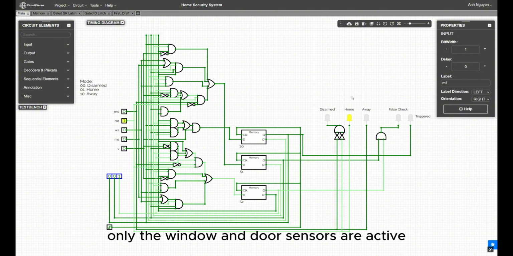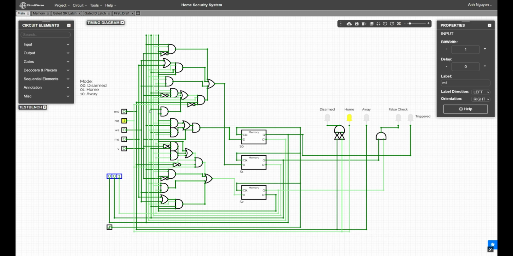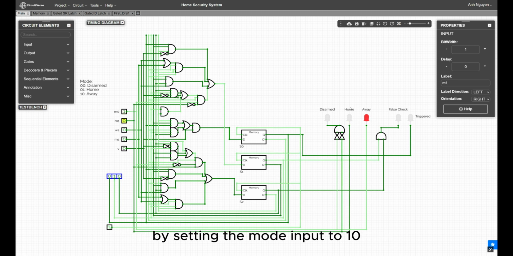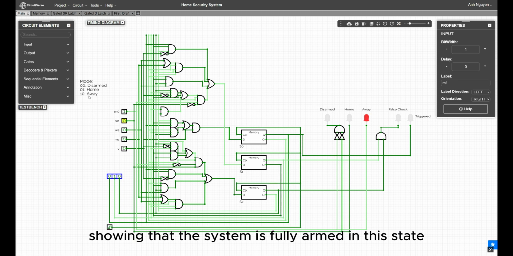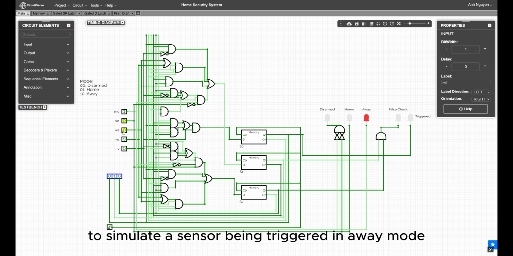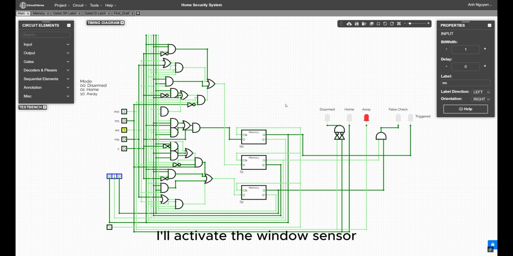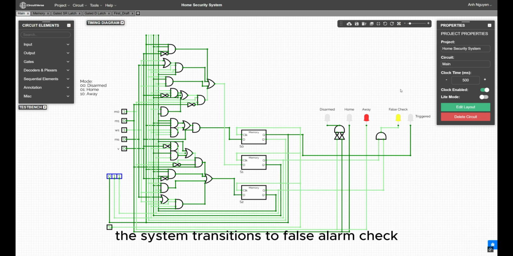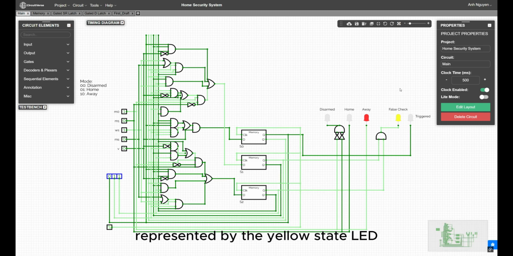In this state, only the window and door sensors are active, while motion sensors remain off. Now, I'll switch the system to away mode by setting the mode input to 10. The red mode LED turns on, showing that the system is fully armed. In this state, all sensors, including motion detectors, are active to secure the home when unoccupied. To simulate a sensor being triggered in away mode, I'll activate the window sensor by setting the WS input to 1. The system transitions to false alarm check, represented by the yellow state LED.